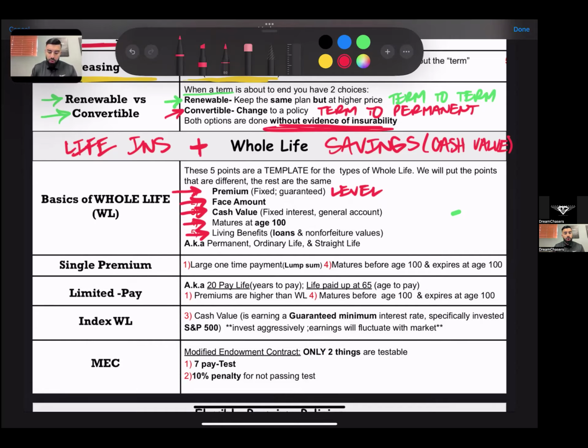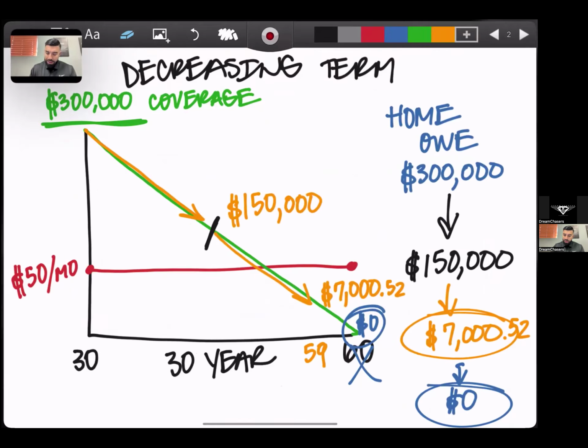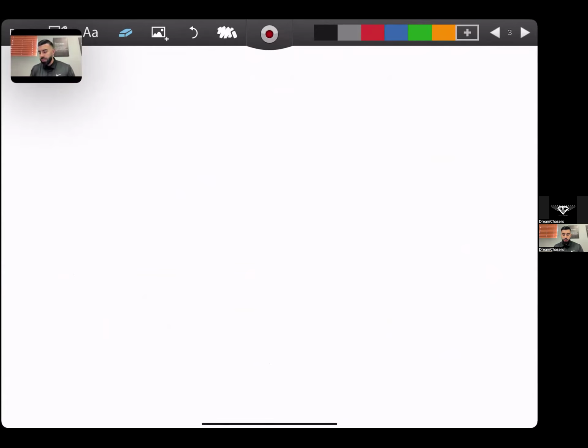Now, a couple other generic names for whole life insurance are permanent insurance, ordinary life, or straight life. Three different names for whole life insurance. So let me give you guys an example of a whole life policy and how it works.